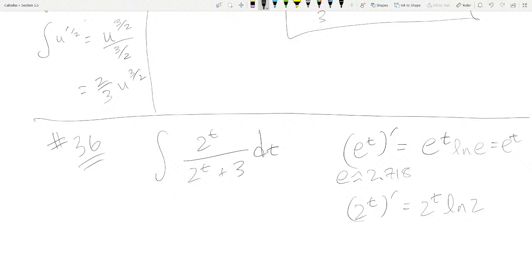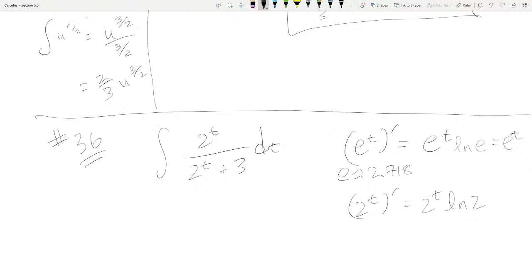But that's the design of the problem, to remind you that there are these other derivatives that we don't see that often, but you once were a world expert at.